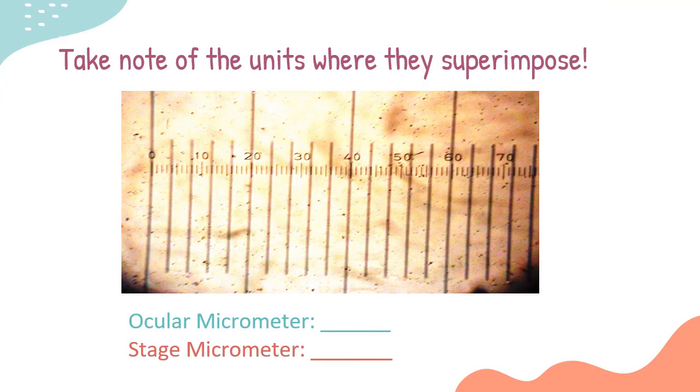So now that we have the superimposition of the stage and the ocular, take note of the units where they will superimpose because those will be the units we will use in the calculation. So how many lines were there in the ocular micrometer divisions at the superimposition here? So this is the ocular micrometer, the small scale with the numbers. So it's 20 ocular units.